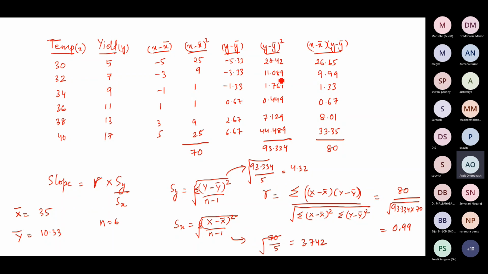Then the slope is given by R into Sy by Sx. So slope M here will be R, 0.99, into Sy, which is 4.32, divided by Sx, which is 3.742. So this will give us the slope, which is 1.143.